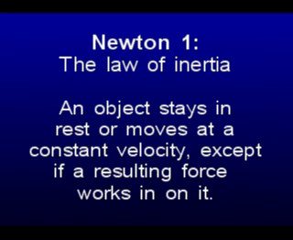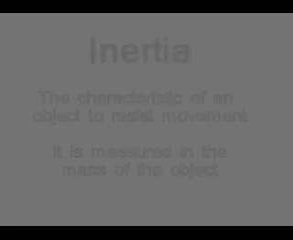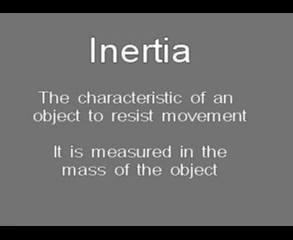Newton's first law, or the law of inertia, says that an object is in equilibrium or moves at a constant velocity except if a resulting force works on it. Inertia is the characteristic of an object to resist movement. It is measured in the mass of the object.